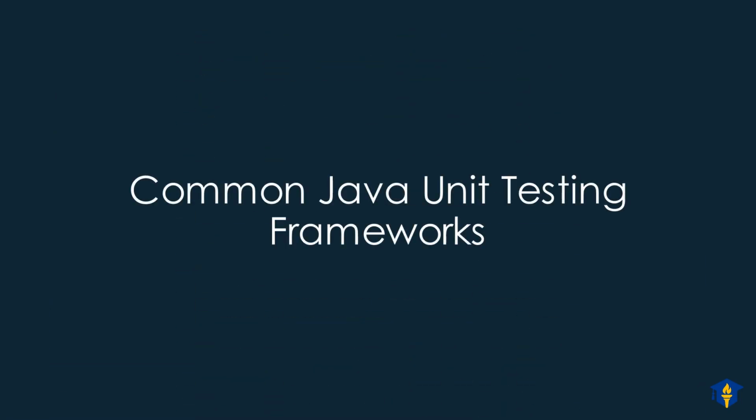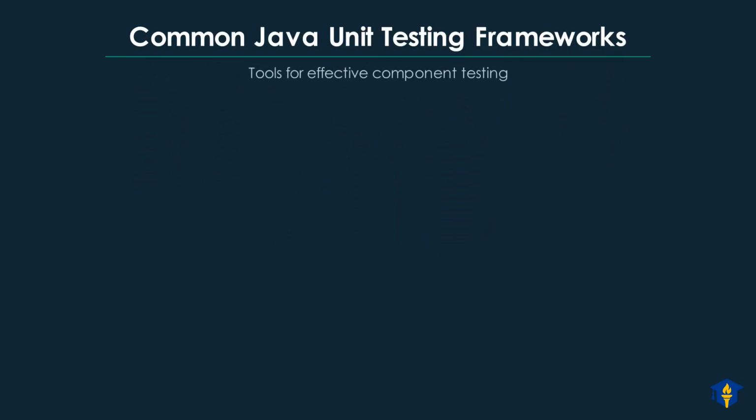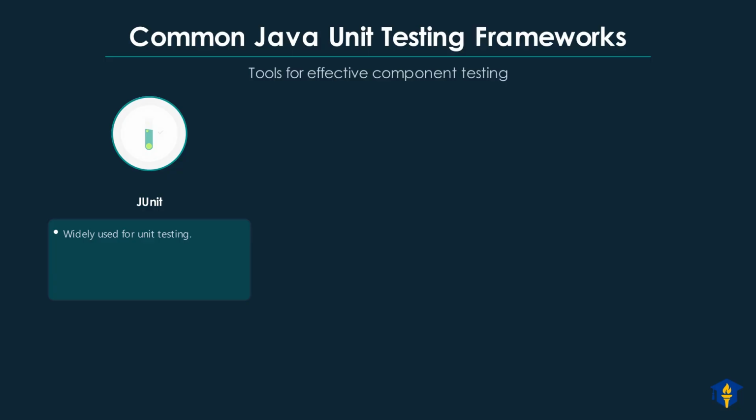Now, let us look at some common Java unit testing frameworks that help us achieve these goals. These tools are indispensable for effective and efficient component testing in Java applications. First, we have JUnit, which is perhaps the most widely recognized framework. JUnit is extensively used for writing and running unit tests within the Java ecosystem. It provides excellent support for annotations and assertions, making test creation intuitive and powerful.